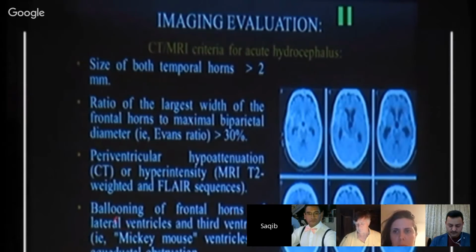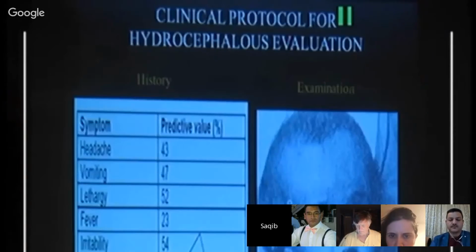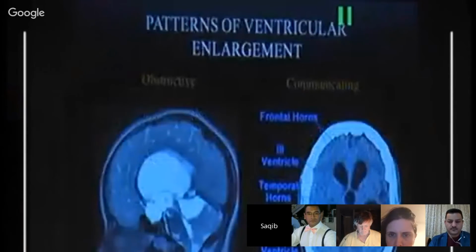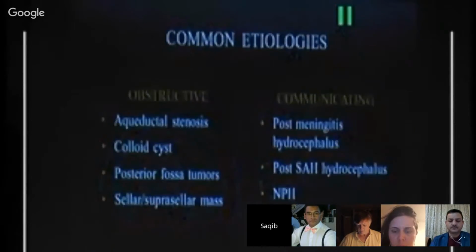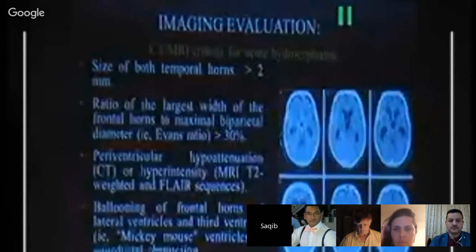Next thing is ballooning or Mickey Mousing of the ventricles. If the frontal horns enlarge significantly, the term given to them is Mickey Mousing. Another thing is upward bowing of the corpus callosum on sagittal MRI sequences. If you look here, you'll see that the corpus callosum is not flat; it is somewhat bowing up. This is one of the features on MR.